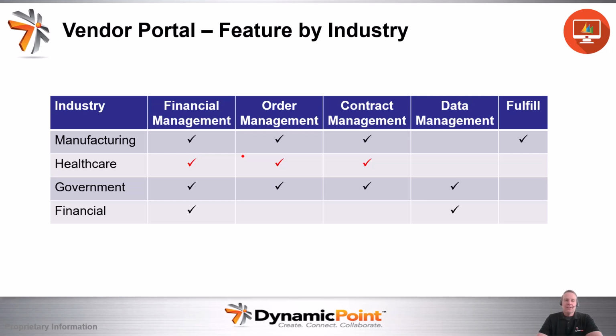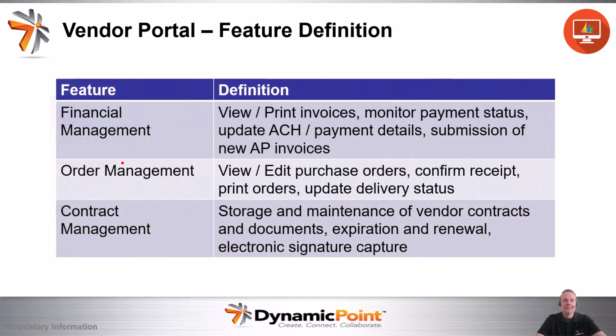Okay, so looking at our various industry classifications of customers across the vendor portal gamut, we are looking at this one right here, healthcare, right? The features that seem to be the most popular for them are the financial management aspects, order management, and contract management. Could they be interested in other things? Absolutely, but these are the ones that ranked as being the most popular for clients in healthcare. Let's look at what each of those means.